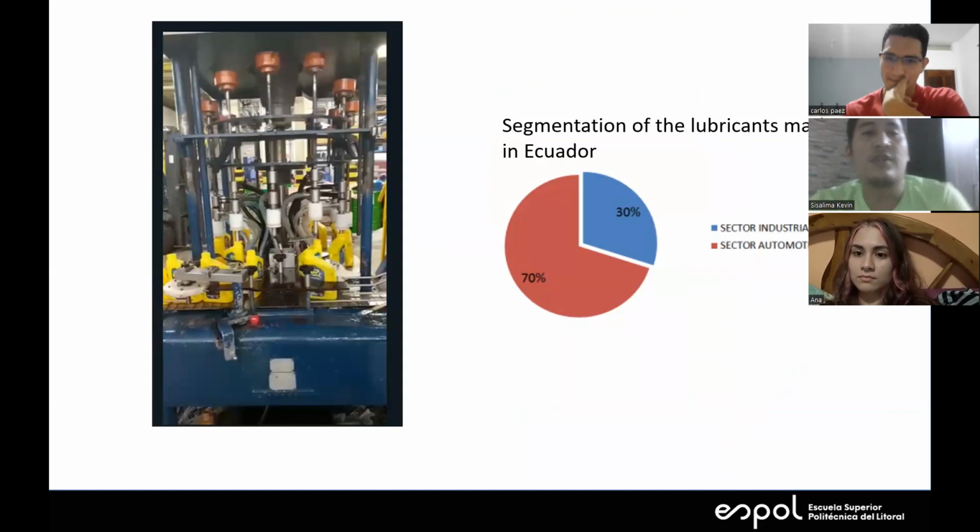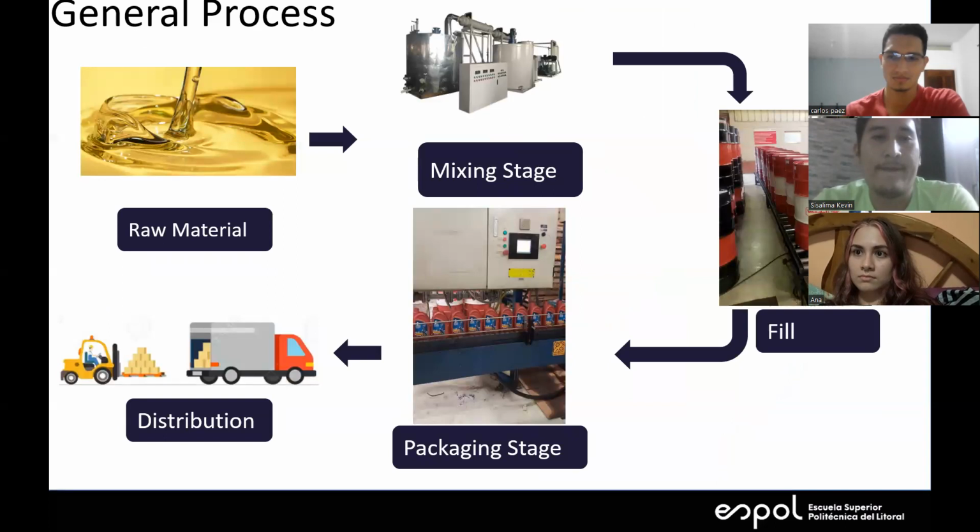Now I'm going to tell you a little about the process under study. The process that we are going to study is the line for filling and packaging the lubricant bottles. The process begins with the acquisition of the raw materials: bases, additive, plastic bottles. From there, they go to the mixing process, then through the filling and packaging process to be able to send the product to the finished product warehouse.